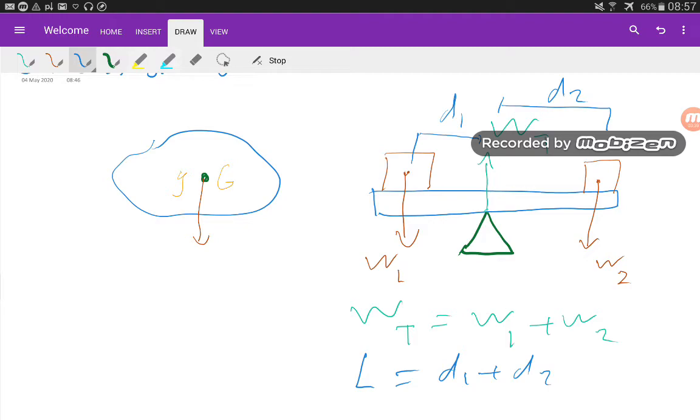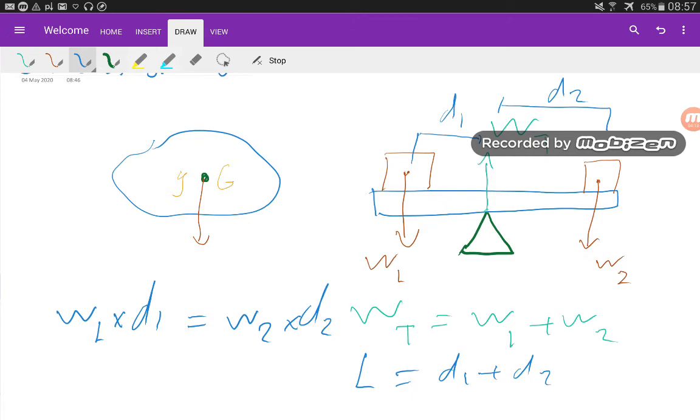For dynamic stability, we have to use torque or the moment. If we remember, the moment of weight 1 turning over the pivot point is W1 times D1, load times distance. Whatever is on one side should be equal to whatever is on the other side. This should be equal to W2 times D2.